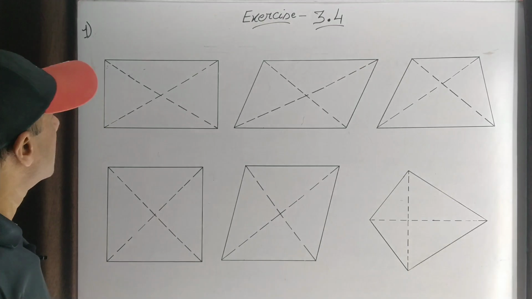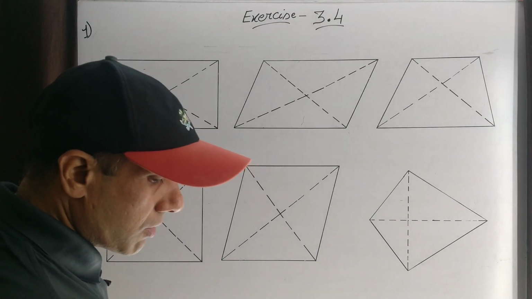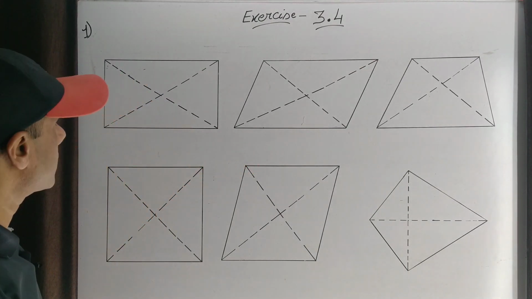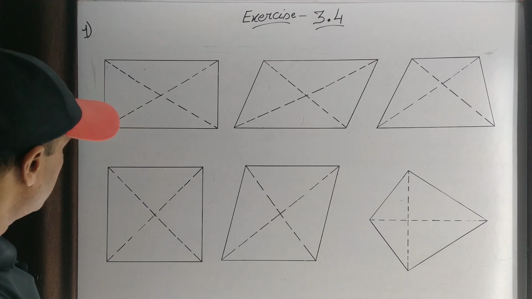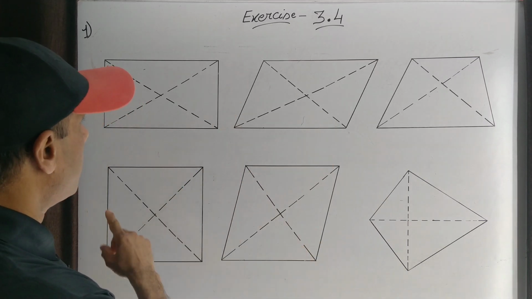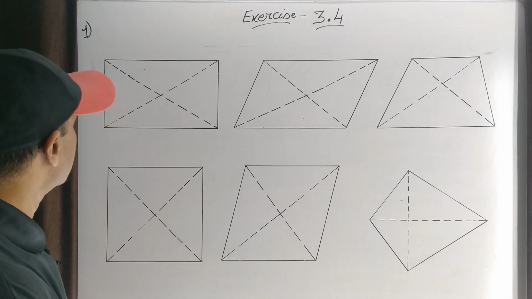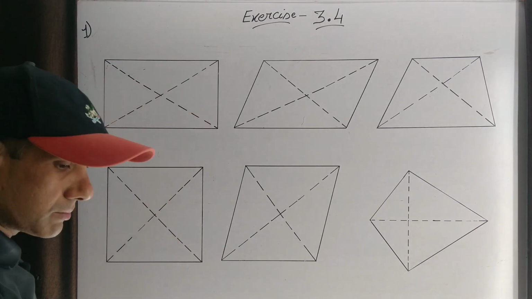Question number 1. All rectangles are squares. We have to state whether these statements are correct or not. I have drawn figures of all the quadrilaterals. This is a rectangle, this is a square.